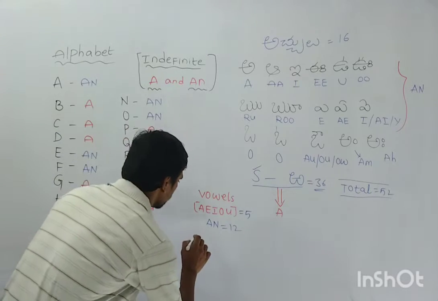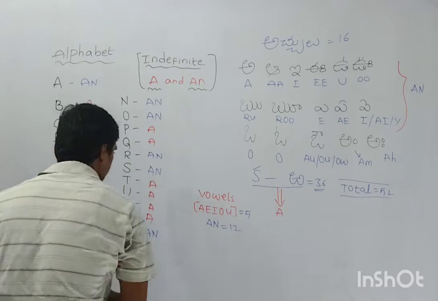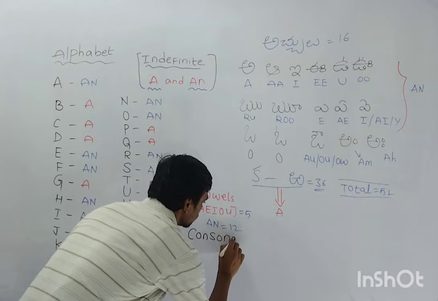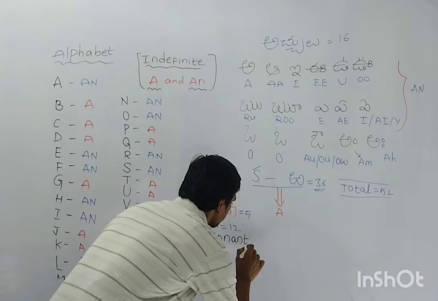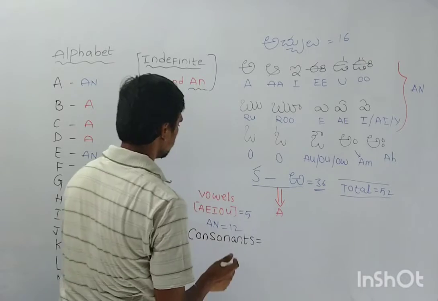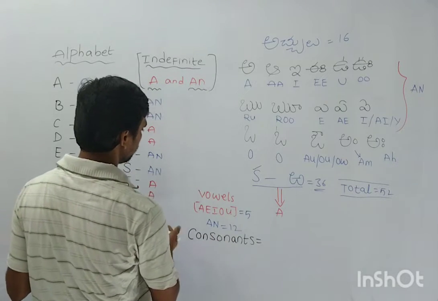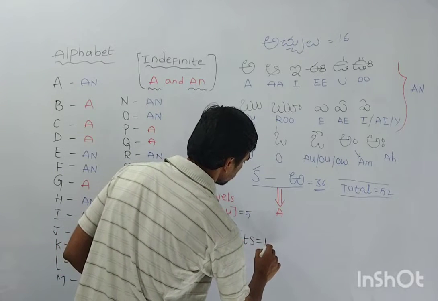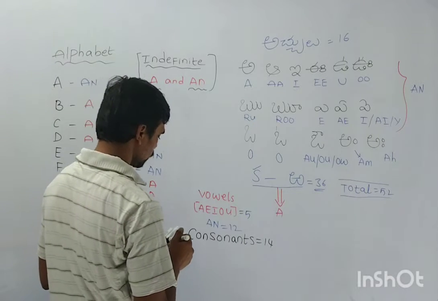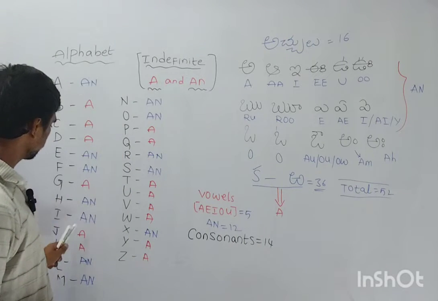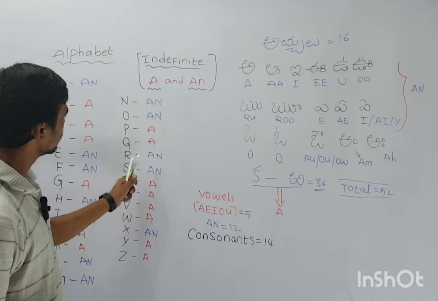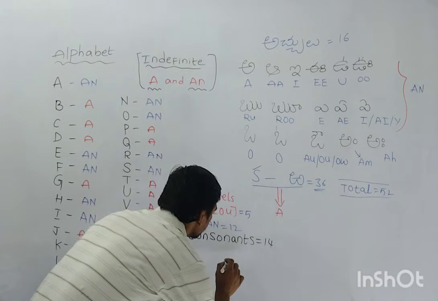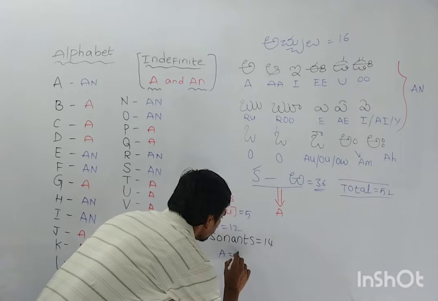So the remaining are the consonant sound. What remains? 12 is gone, so the remaining is 14. 1, 2, 3, 4, 5, 6, 7, 8, 9, 10, 11, 12, 13, 14. So consonant is 14. So you can write A equal to 14.